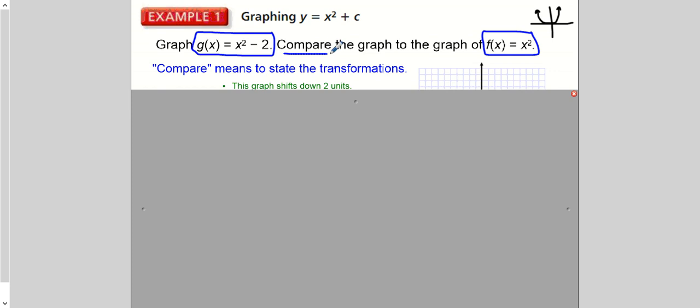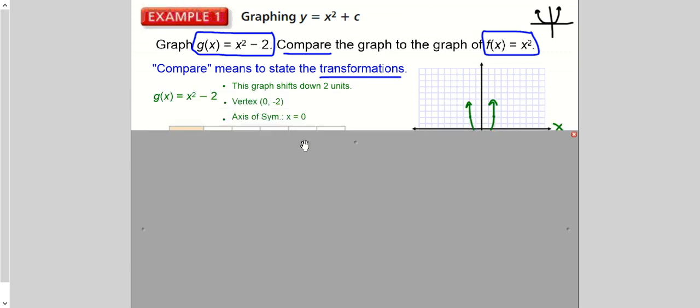When they say the word compare, they are wanting you to state what the transformations are. Transformations are all of the different types. Translations, stretches, shrinks, all of those are types of transformations. So this graph shifts down 2 units. That means that our vertex is at 0, c, because it went down or up c units from 0, 0. So our vertex now is at 0, negative 2. And the axis of symmetry is still in the middle.